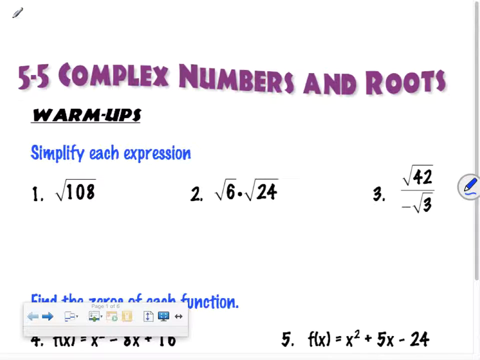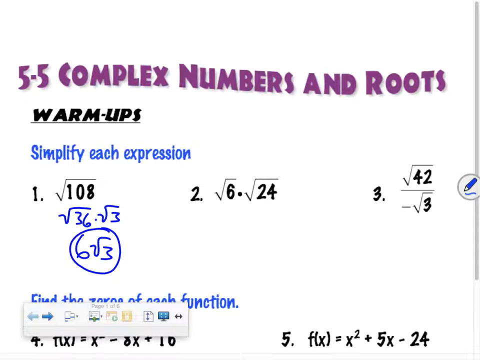So we can rewrite the square root of 108 as the square root of 36 times the square root of 3. The reason we pick perfect squares to factor out of 108 is because we actually know the square root of a perfect square. The square root of 36 is 6. This means the square root of 108 can be simplified to 6 times the square root of 3.